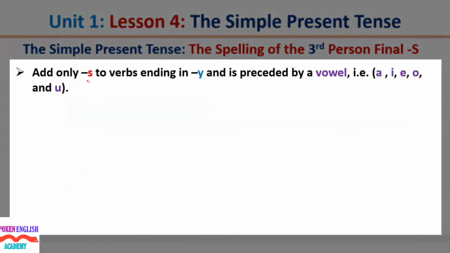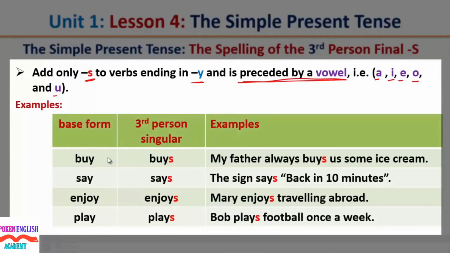Add only s to the verbs ending in y and preceded by a vowel. These are the vowels a, i, e, o, and u. Examples. Buy. Notice here, this verb ends in y, but y is preceded by a vowel. This is a vowel. Okay, this is a vowel letter. So we add only s. Okay, don't delete the y. Keep the y and add only s.